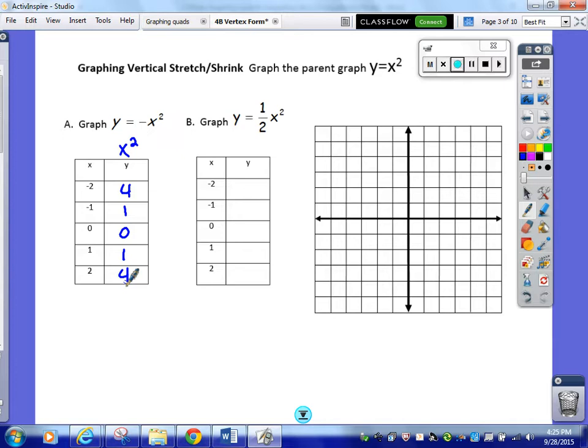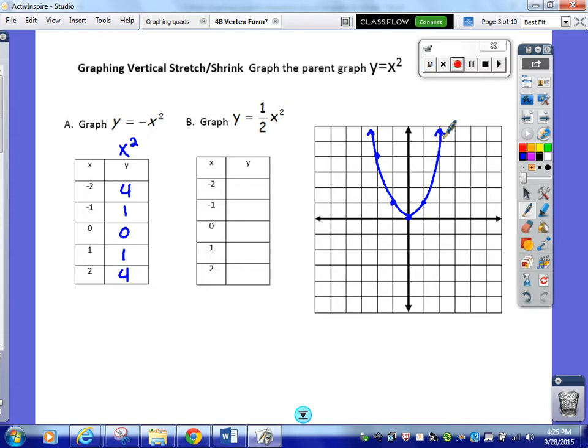Let's graph the parent graph. So (negative 2, 4), (negative 1, 1), (0, 0), (1, 1), and (2, 4). So here's my parent parabola. And here, like I said, we're only graphing a piece of it. If I need more points, (3, 9), (4, 16), I can keep going.